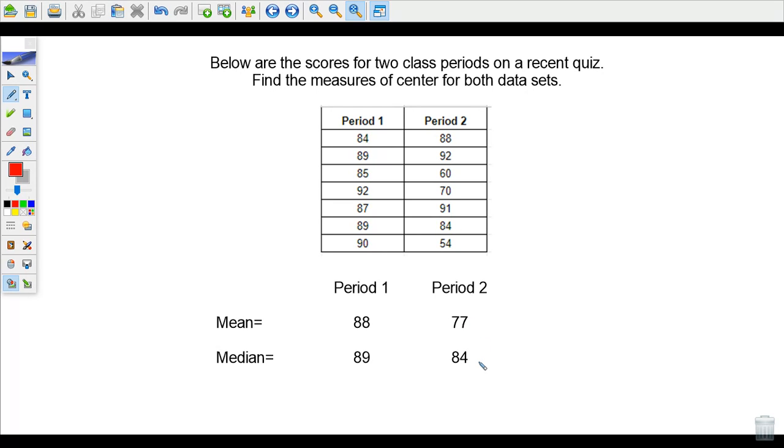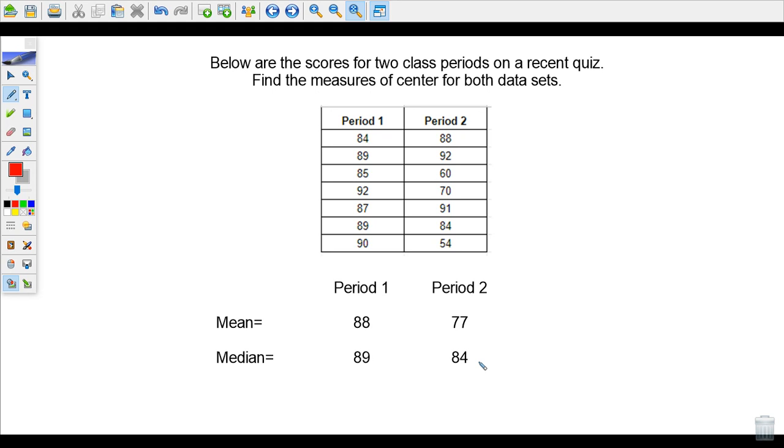If you think you need some practice here on finding mean and median, this would be another great time to pause the video and actually take the data, calculate the mean, calculate the median. Make sure you get the same answers that I did.